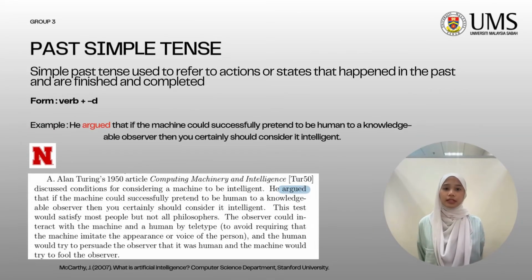The past simple tense is used to describe actions or steps that happened in the past and are already finished or complete. The basic form of the past simple tense is verb plus ed.